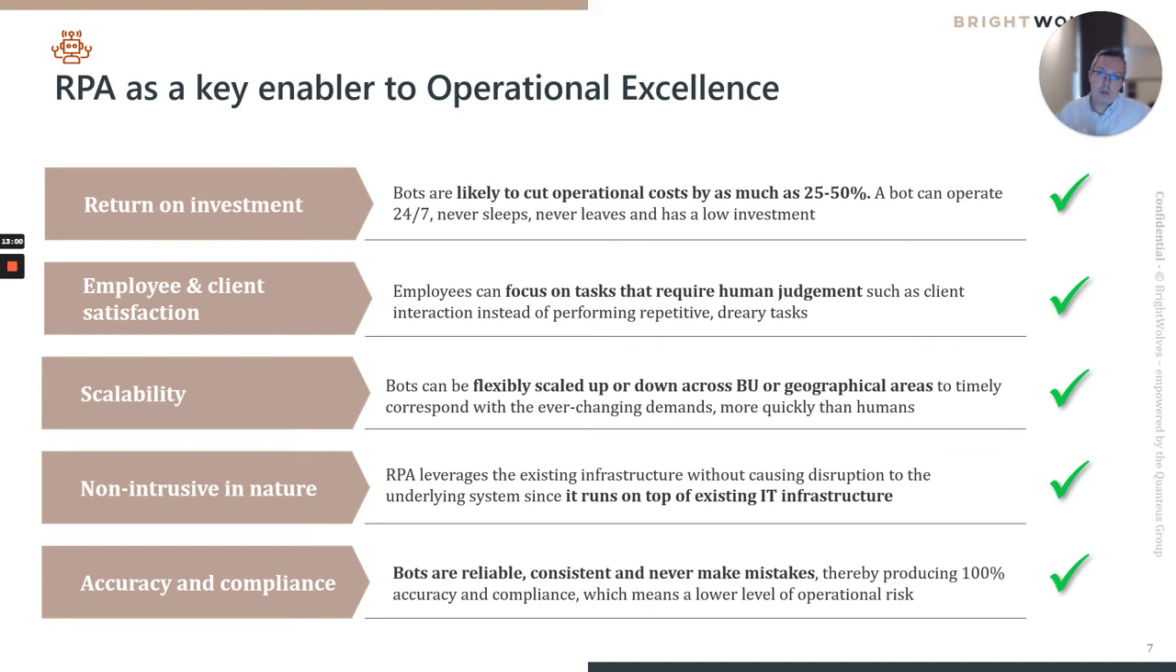And then of course the last one, accuracy and compliancy. A robot will do what you ask them to do. They will not make copy-paste mistakes or typos like humans do. They do what you ask them to do.